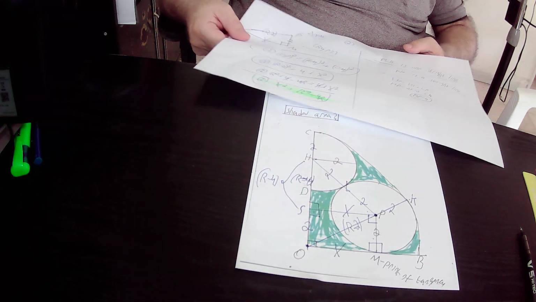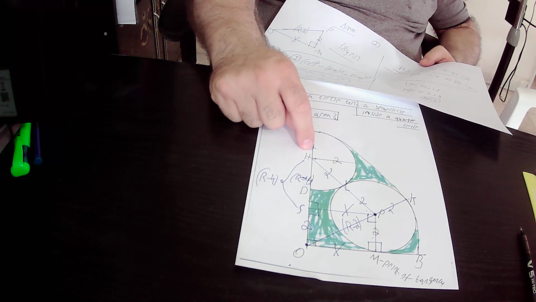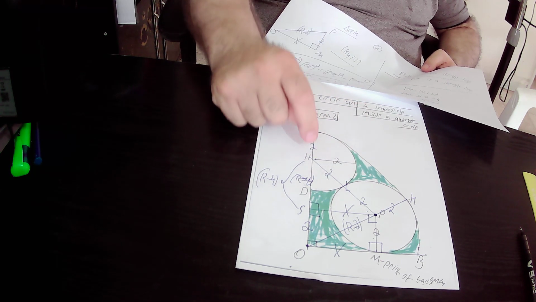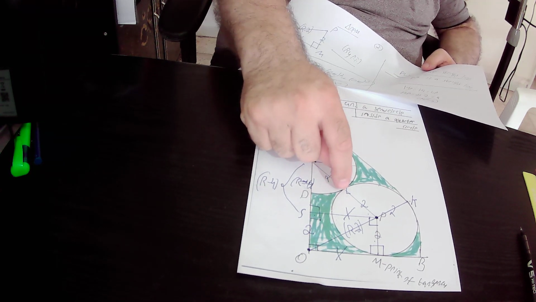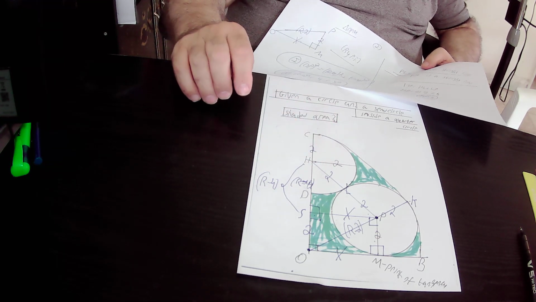So here we know that point H is the center of the semicircle. Point L is a point of the semicircle itself. This is exactly the definition of a radius. That is to say, HL is the radius of this quarter circle that is equal to 2 units.